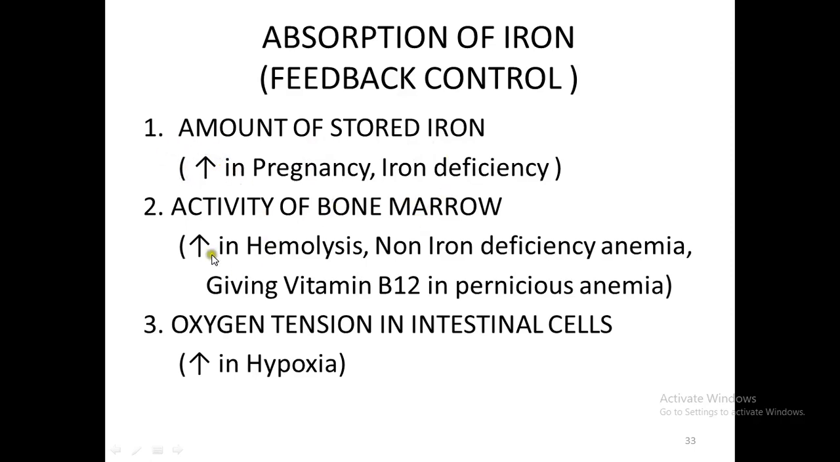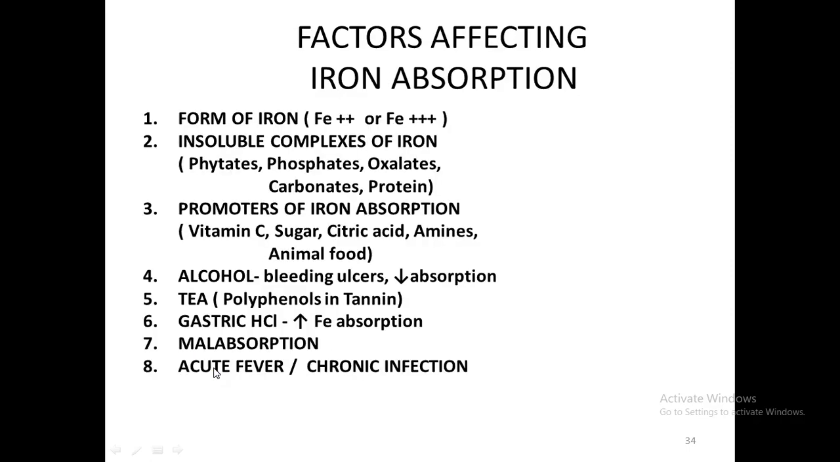Similarly, activity of the bone marrow. More iron is going to be absorbed from the diet, more than 10%, if hemolysis is going on and the need of the body has increased for iron. Even in non-iron deficiency anemia, the body conceives it as a sort of need for more iron to be absorbed, so absorption is more. Giving vitamin B12 in pernicious anemia also causes an increase in the absorption of iron from the diet. When oxygen tension in the intestinal cells is low, as in hypoxia, again the body feels that there is an increased need for more iron absorption, so iron absorption from the GIT increases.